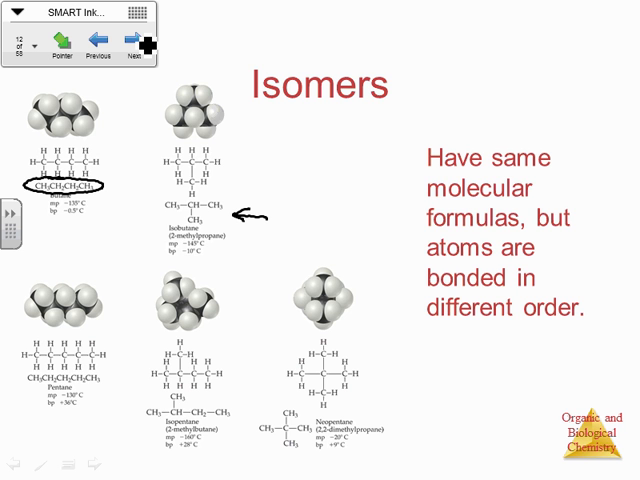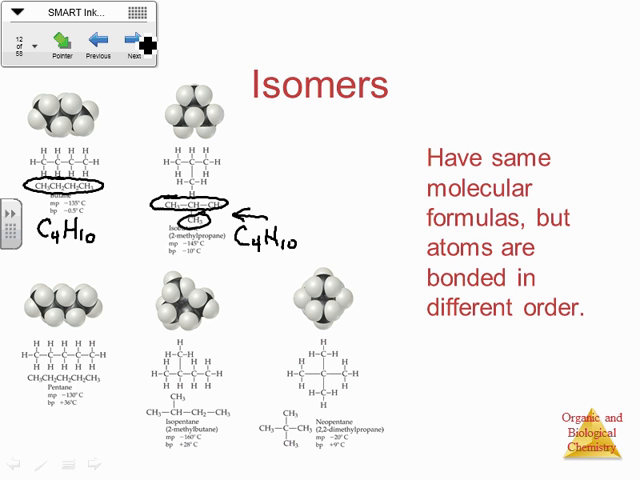So the formula for butane is C4H10. That is also the formula for this molecule over here, C4H10. If you count up all the carbons and all the hydrogens, it's the same. But they're arranged in a different way. So this is called an isomer, because now you've got a 3-carbon chain, and then you've got 1 carbon coming off of the end there.